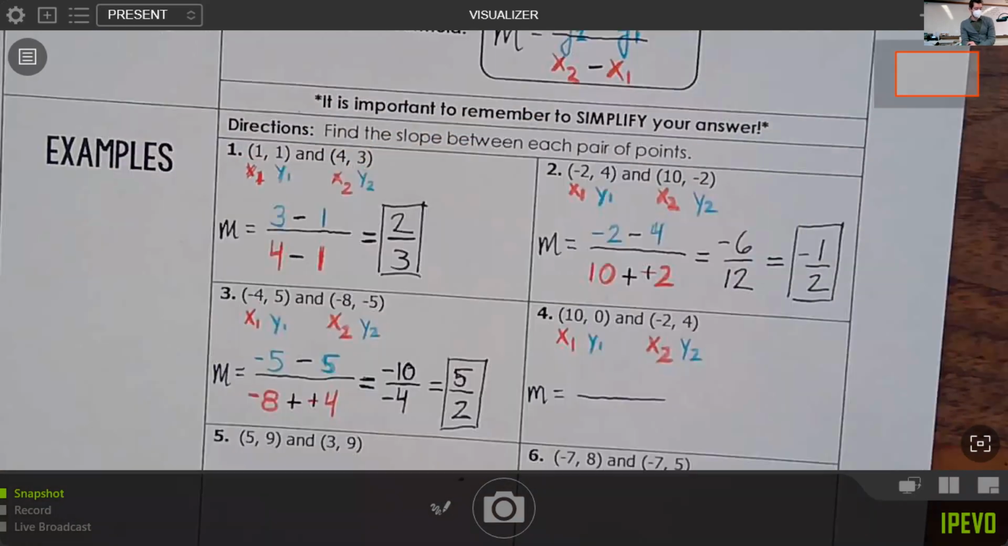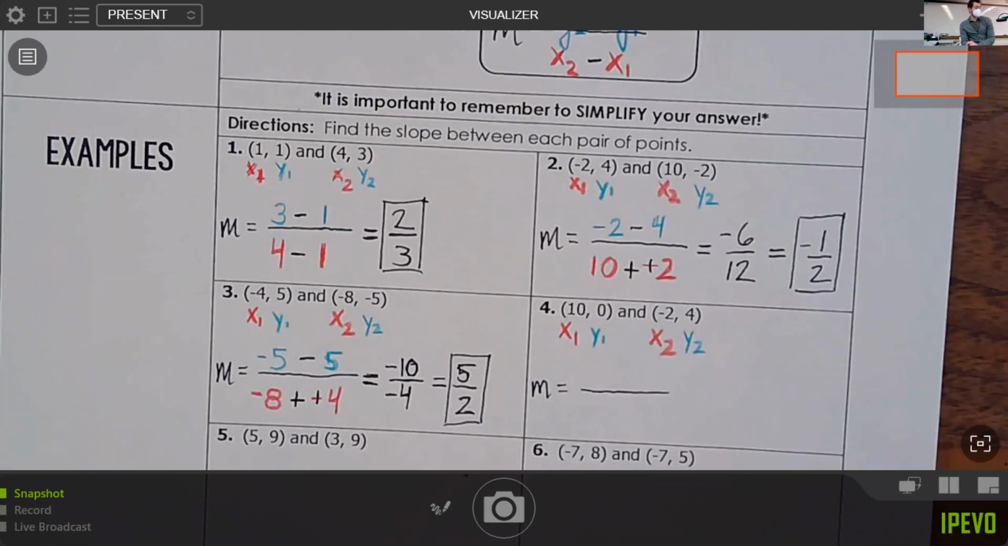All right. We got everything labeled. We've got our fractions set up. What math problem are we writing on the top of this fraction? 4 minus 0. Perfect.